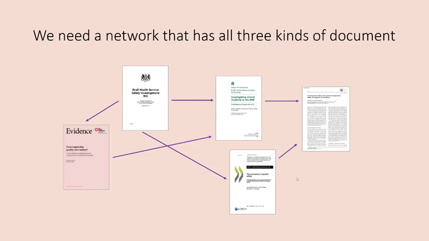And once we have those, we can pull them all together into one big network that has all three kinds of document. So the final kind of legislative documents, the traditional policy documents, the scholarly work that they're basing everything off, they're basing these decisions off the evidence, and then the bits in the middle that are acting as the intermediary, as the knowledge broker.